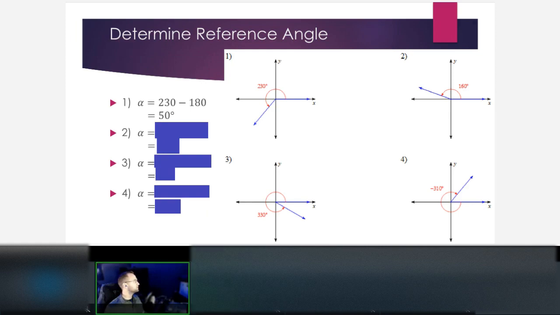Anyway, number 2, what is the answer? Go ahead and write in chat. We got some 20s. 20, yep. And that formula is 180 minus 160. Number 3, what is the answer? 30 probably sounds good. Yep, 30 is correct.